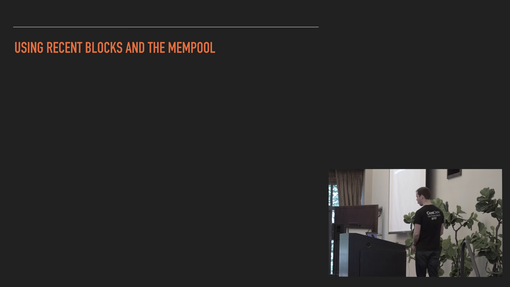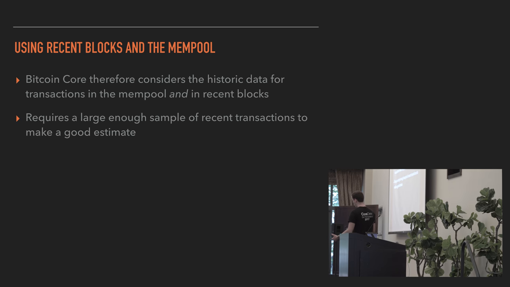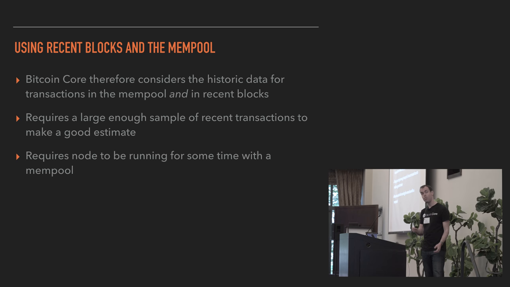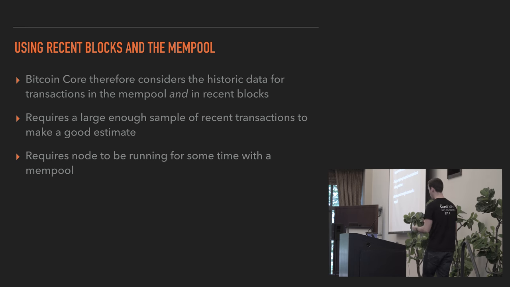And so what we do in Bitcoin Core is we look at recent blocks and we look at the mempool and we track how long transactions stayed in the mempool and what fee they required, based on time and fee. And that requires you to have a mempool. It requires you to have this historic view of what was coming into the mempool and what was included in blocks. So you need a large sample, you need recent transactions. And the longer you've been online, the longer you've seen the mempool, the better estimate you can make for fees. So that's another aspect of the mempool we use.